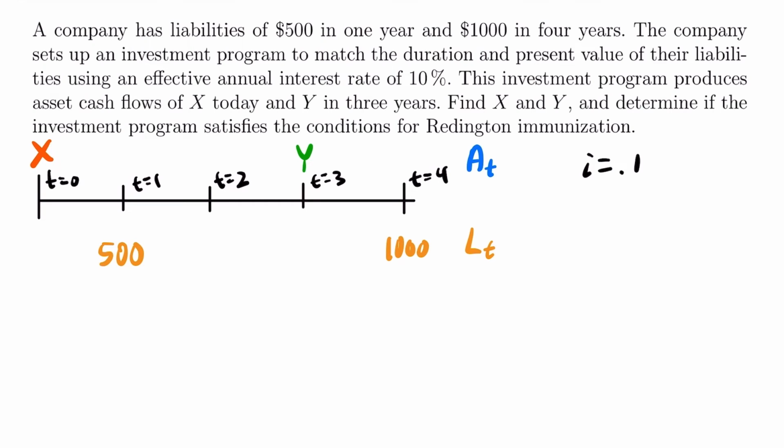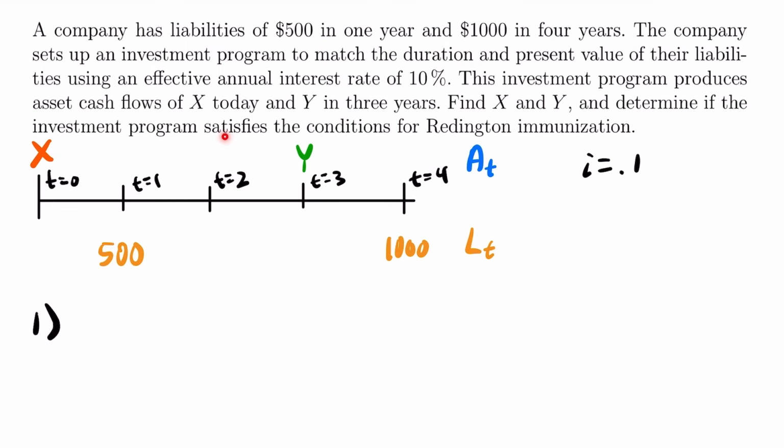And just like with the previous example, I'm going to choose to use a Macaulay duration rather than a modified duration because I find it easier to calculate, at least when we're working with a timeline like we have right here. Okay, so let's start by matching the present values. I'm going to label that with 1.